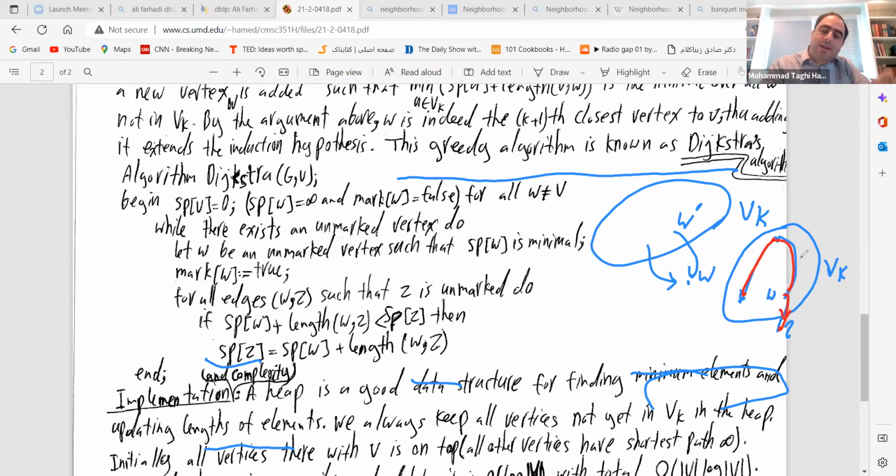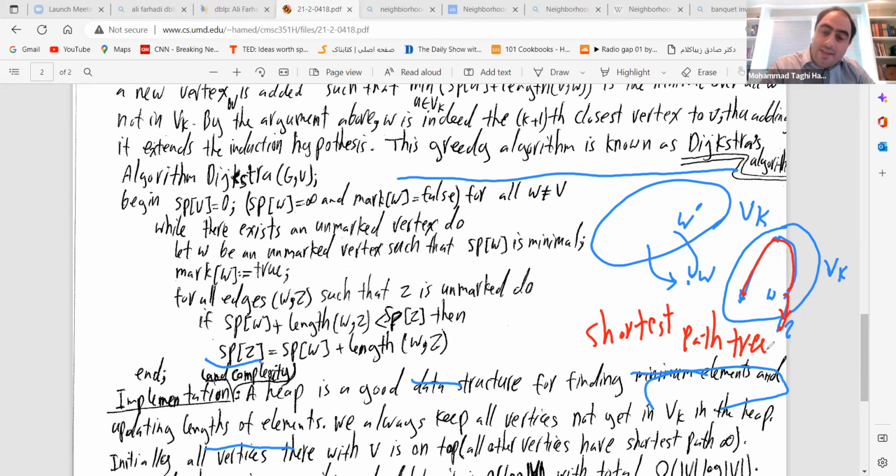In BFS, we have done exactly a BFS tree. Whenever you come from one vertex to another, that vertex would be the parent of the other. So here, we know that the shortest path to Z comes from one vertex W, which was in VK, and that W becomes the parent of Z. And this tree is called the shortest path tree. Good. That's one thing.